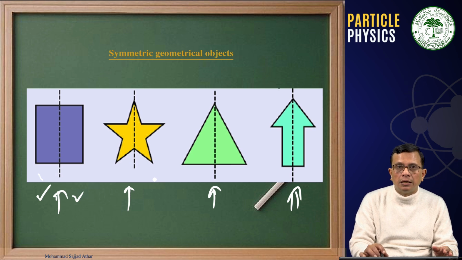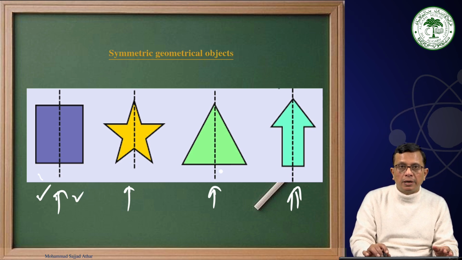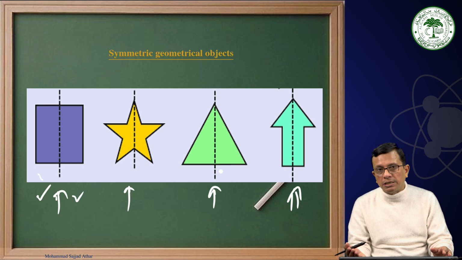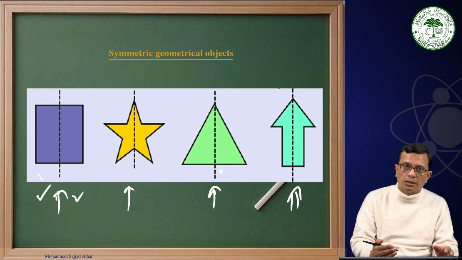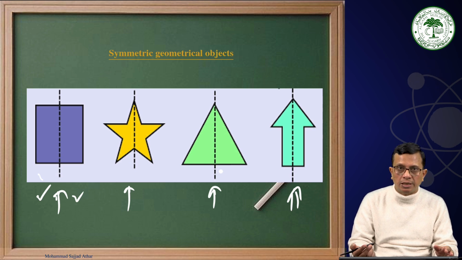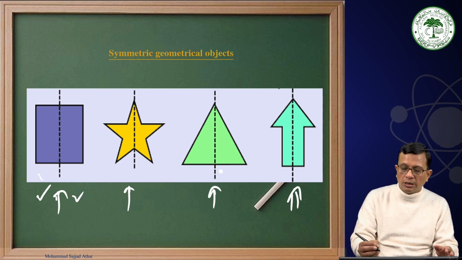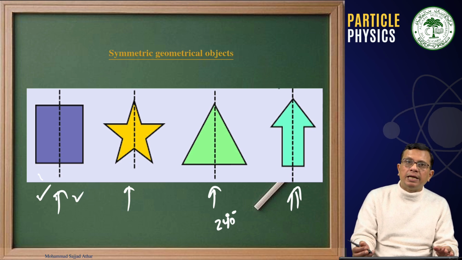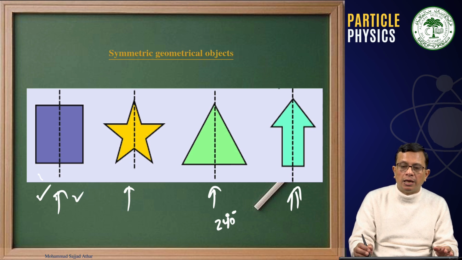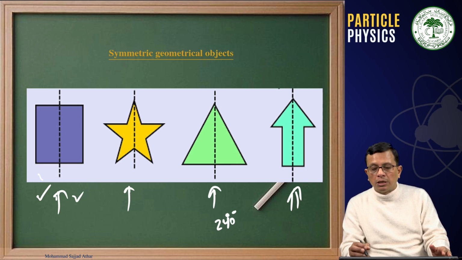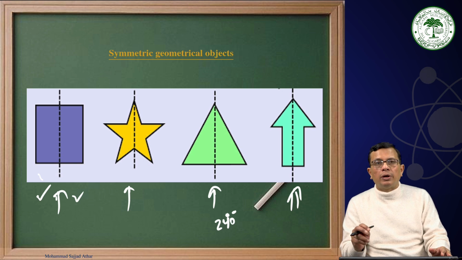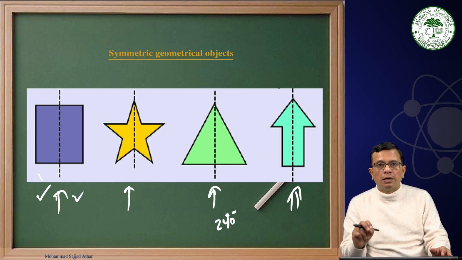This equilateral triangle has line symmetry, but if I rotate it by 120 degrees, either in the clockwise or anti-clockwise direction, then we won't be able to distinguish it. That means it will be indistinguishable. Not only 120, if I rotate by 240 degrees in the clockwise direction, which is equivalent to 120 degrees in the anti-clockwise direction, this equilateral triangle is indistinguishable. But when we talk about this arrow, then except for 360 degrees, this arrow is distinguishable under rotation.